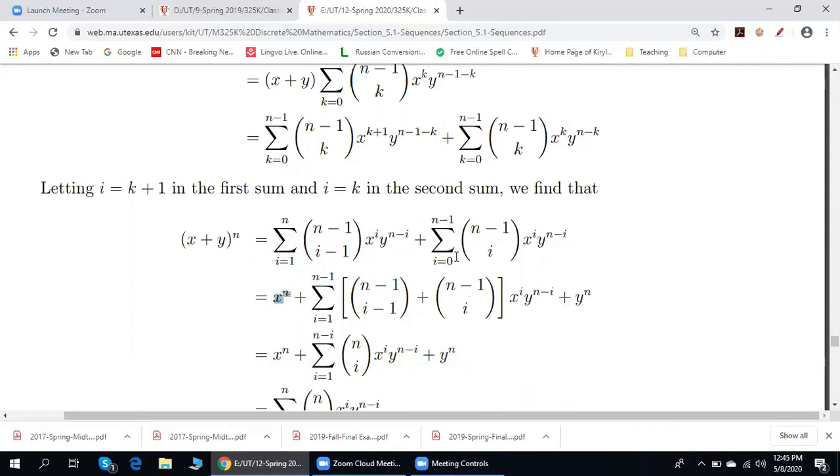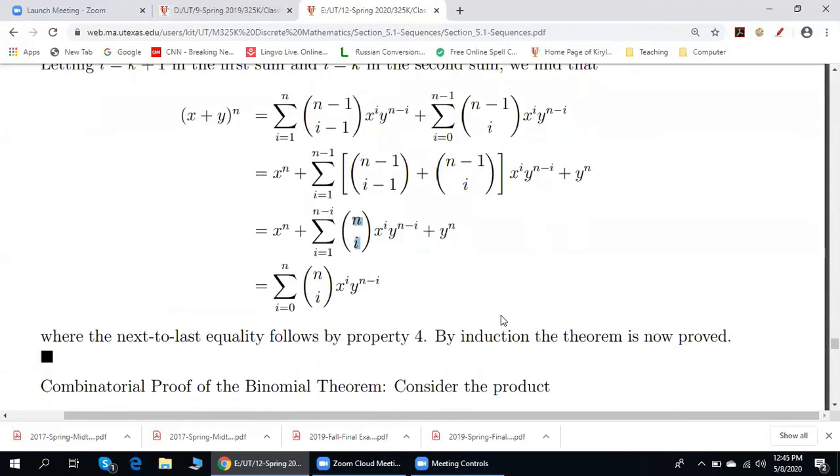Similarly, let us rewrite the second term as this sum from 1 to n minus 1. It will be this, plus the first term, when i is equal to 0. But when i is equal to 0, the whole thing becomes y to n's power. Lastly, by property 4, this is equal to this, and the whole theorem is proven.